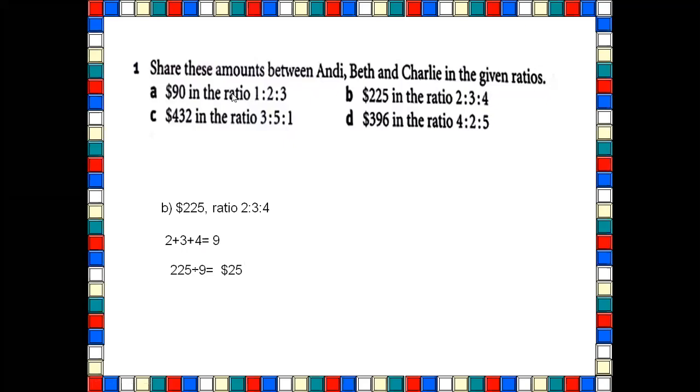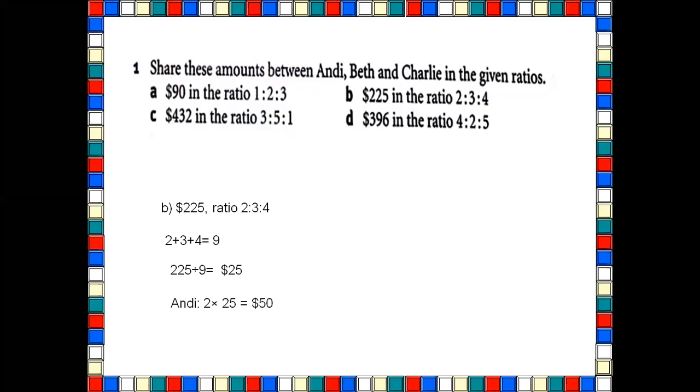Remember the steps: add, divide, then multiply. We're done with addition. We added the parts of the ratio. We divided 225 by 9. We get $25. Now we're going to multiply $25 by what, Nada, first? By the 2. By the 2, which is related to whom? Which is for Andy. Andy, yes, excellent. So this is Andy, the first one.